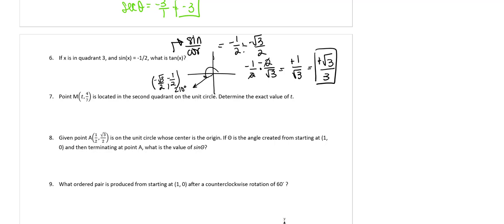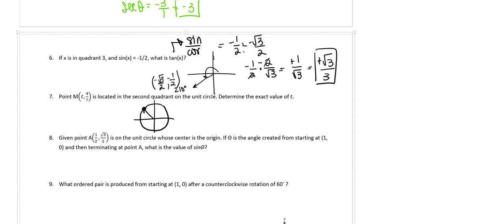Number 7, the point (t, 4/7) is located on the second quadrant of the unit circle. Determine the exact value of t. So let's get this done right here. Here's my unit circle, we're located in the second quadrant, 4/7, about 1/2, maybe a little bit less. So we're looking at something like that point right there. I also know that 4/7 is not a value on my unit circle.